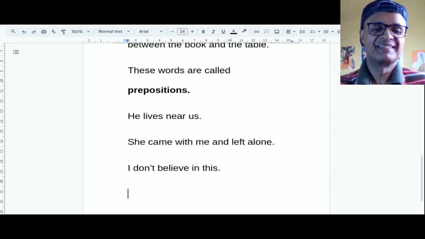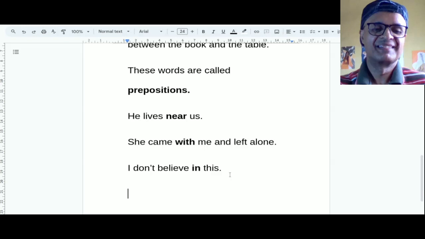In these sentences, you see the prepositions used with pronouns, right? Like he, instead of a noun, then this: near, with, in. Okay. In the above sentences, the prepositions show the relation between two pronouns: he and us, she and me, I and this. Okay.